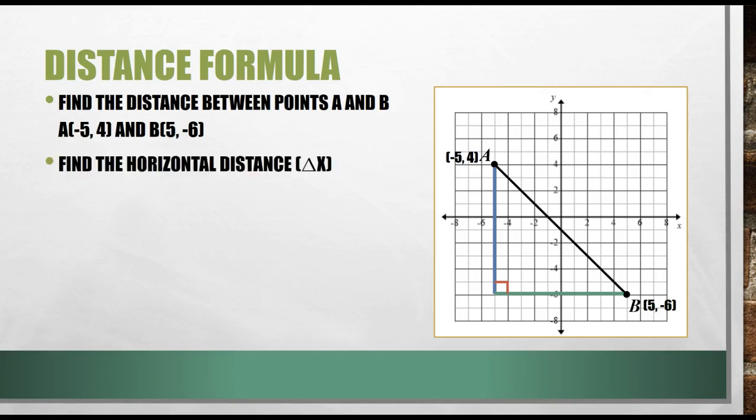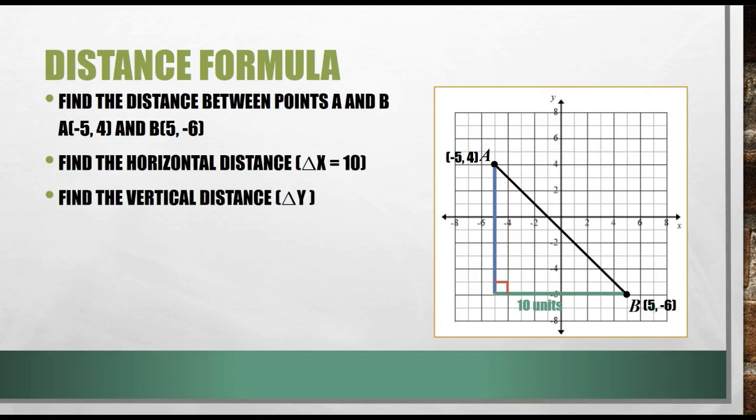And if I wanted to find that horizontal distance, this green line segment, I'm looking for the change in x, or what we call delta x. And one way to do that is just to subtract my x values. So 5 minus -5 would be 10. So that change in x is 10 units. That horizontal distance length is 10 units.